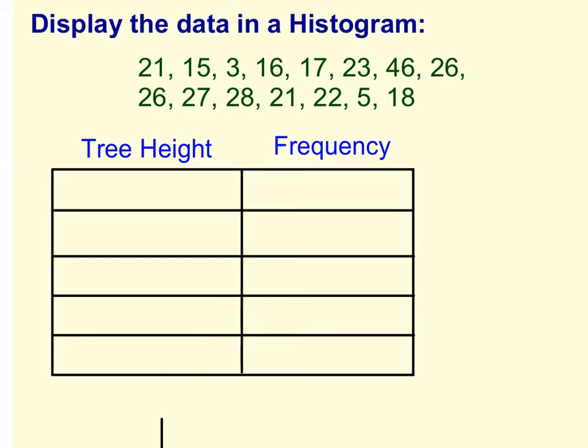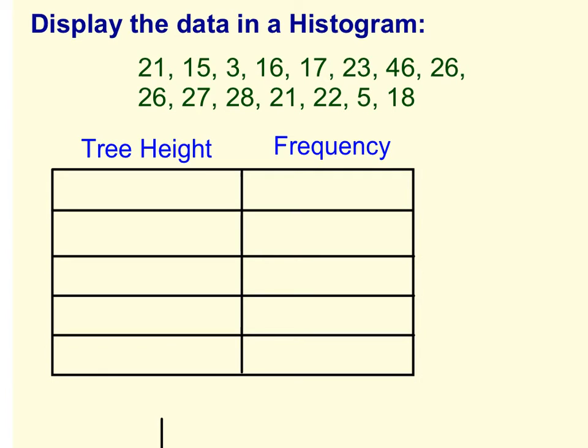We're going to make a histogram in this video on the data of tree heights. So we have all these values right here. These represent tree heights, or heights of trees. We're going to create a frequency chart first, and then we're going to take that data and translate it into a histogram down below.